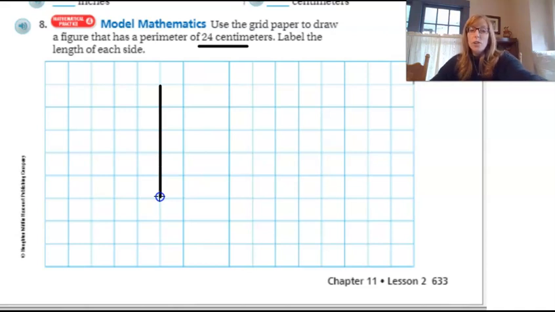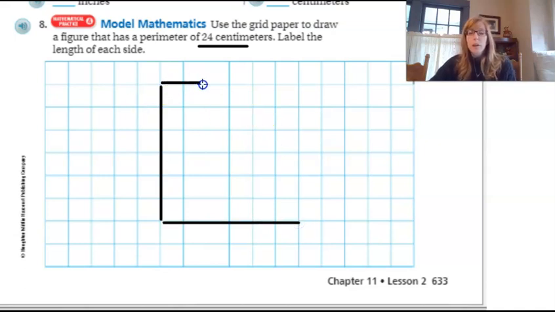There's 1, 2, 3, 4, 5, 6. Then I have to go across 6: 1, 2, 3, 4, 5, 6. Then I go across 6, 1, 2, 3, 4, 5, 6, and down 6. So you can see that I created, hopefully, a square.